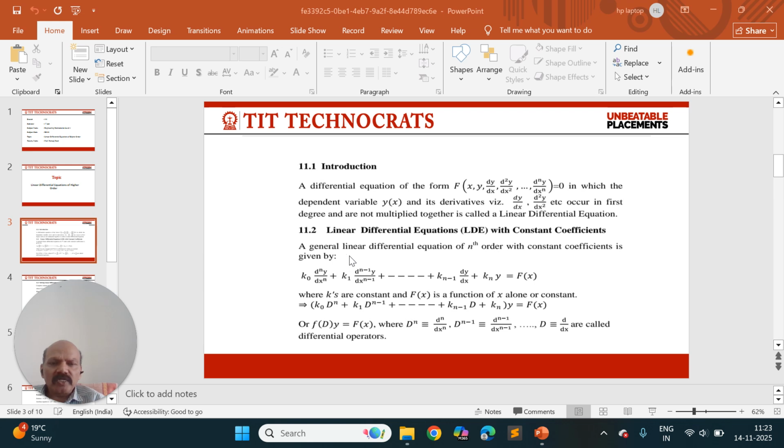So if a differential equation contains coefficients which are purely constant, as seen in this definition, k0 d raised to n y upon dx raised to n plus k1 d n minus 1 y upon dx raised to n minus 1, and so on, plus kn y is equal to f of x. Here k0, k1, kn are purely constant. They cannot be the function of x. Such type of differential equation are known as linear differential equation with constant coefficient. So we shall solve this.